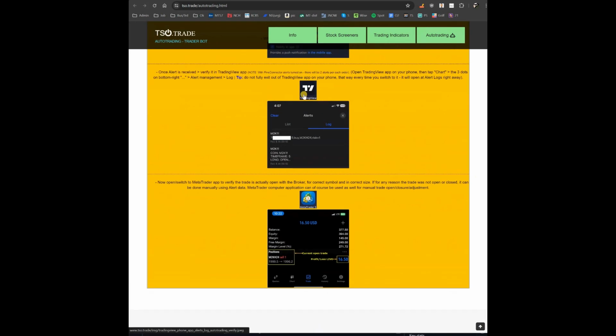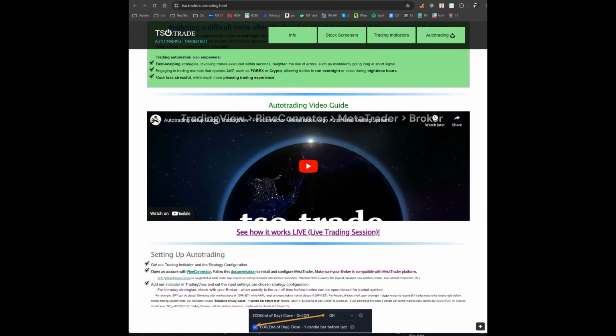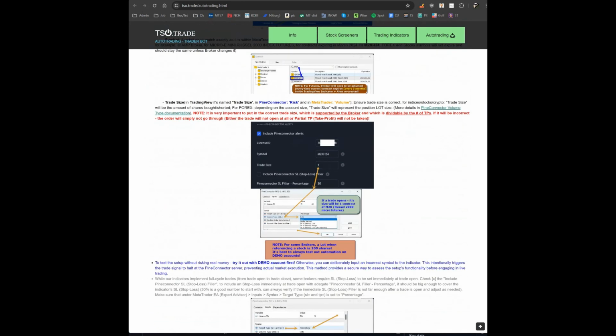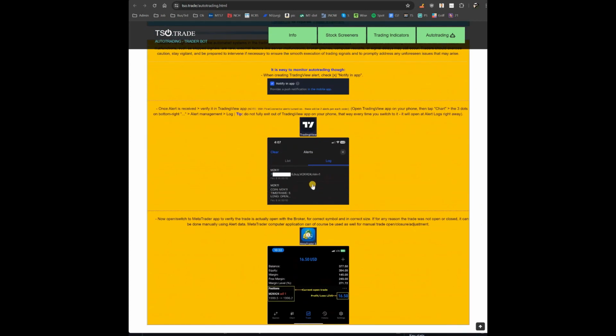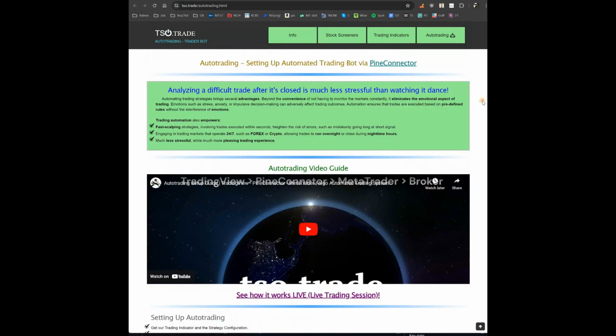All you need is TradingView, of course. You need a subscription with Pine Connector, and then you need a broker which supports MetaTrader. Then you can set up this automation and just monitor your trades on the go. You can literally monitor it on your phone. It's a lot of fun.